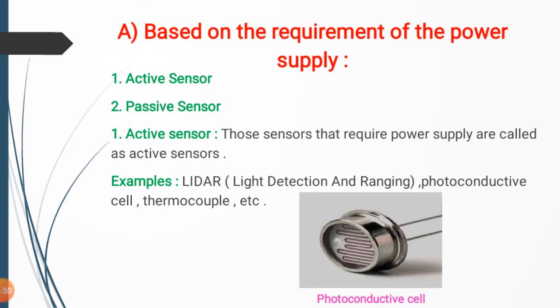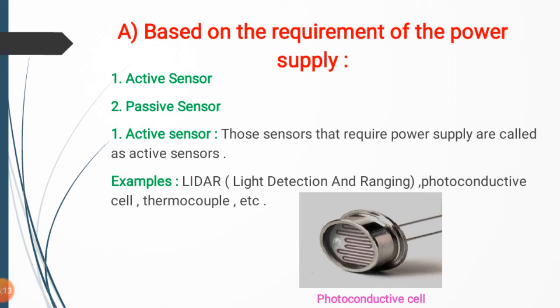The second example is a photoconductive cell, which is shown in the figure. It has two terminals, because this cell requires external power supply, so these terminals are used for connection of the external power supply. Next one is the thermocouple, which also requires external power supply. So these all are active sensors.